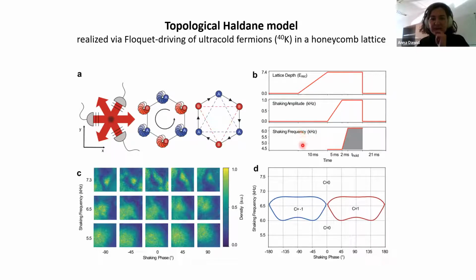And why I'm showing you these details. This is the thing that I'd like to discuss for a second. When you shake your system with some frequency, you can keep shaking your system for some time. And how long you shake your system isn't really gonna impact your physics in terms of topological phase, but it will introduce a different micromotion phase into your time of flight images.